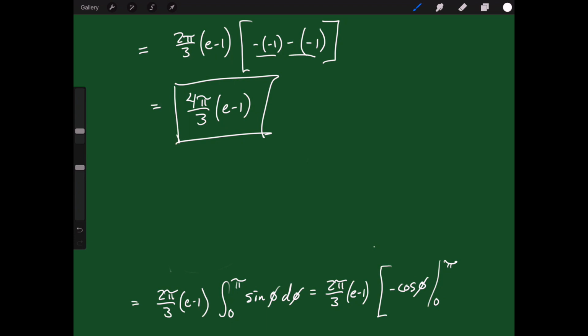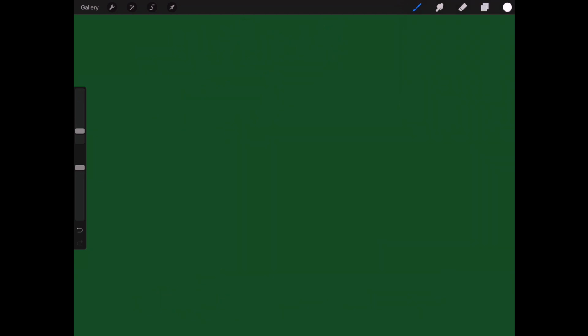So that's your first triple integral in spherical coordinates. Let's try one more of these for practice, and then it's time to try some homework over cylindrical and spherical.